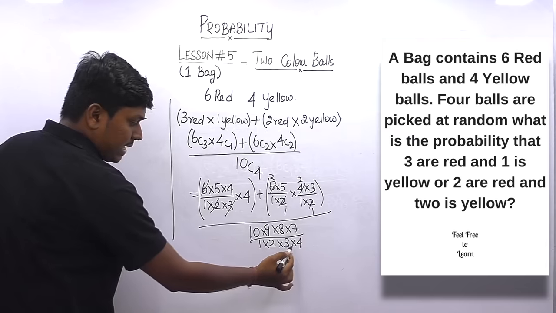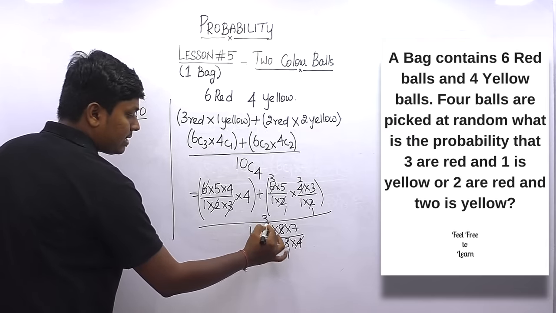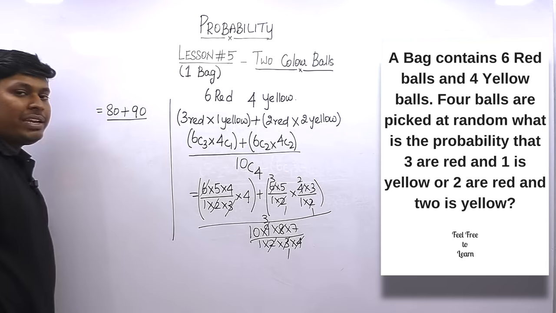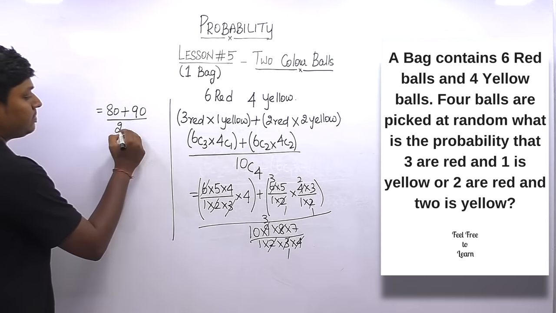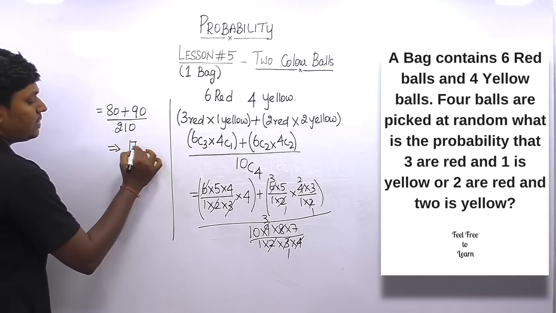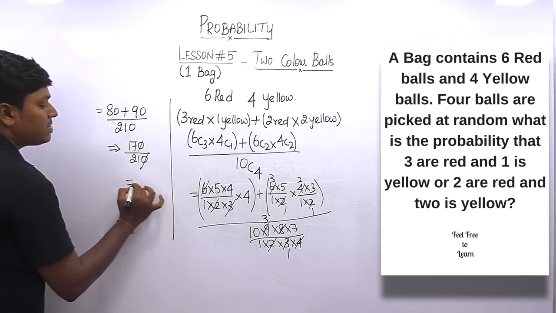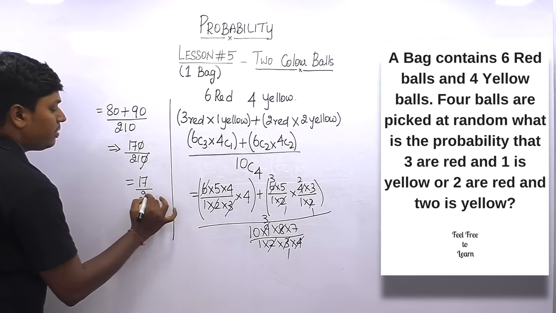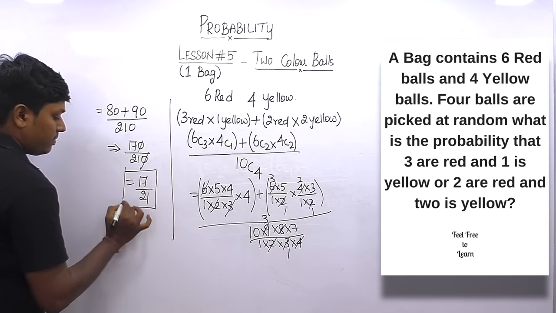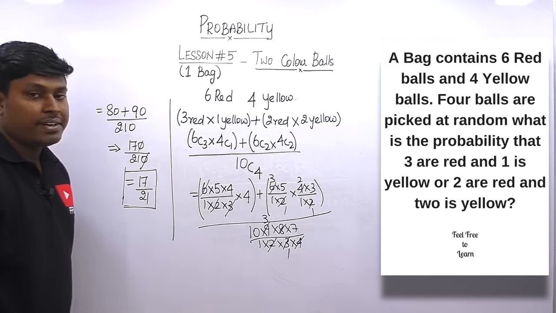Next, I think we can cancel 4 2s are 8. We can cancel this 8. 1 3s are 3. 3 3s are 9. 7 3s are 21. 21 into 10 will be 210. So this can be written as 90 and 80 will be 170 divided by 210. We can cancel 0 0, which becomes 17 divided by 21. So finally, we got the answer for the last question, that is 17 divided by 21.